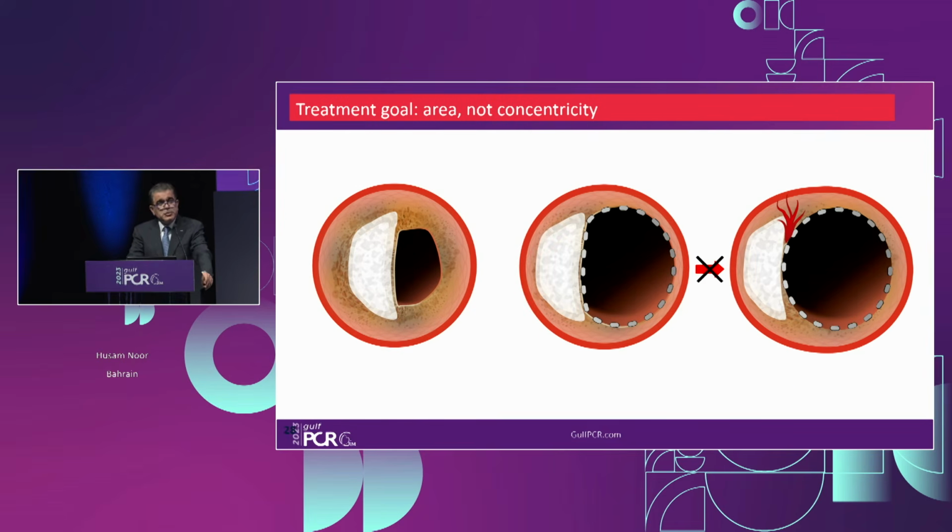And what is your treatment goal? It's the area and it's not the concentricity. So if you have achieved a good area, regardless of asymmetry, that would be your goal, and that is determined by the MSA or relative MSA, and how much expansion you have compared to the distal vessel and the proximal vessel.